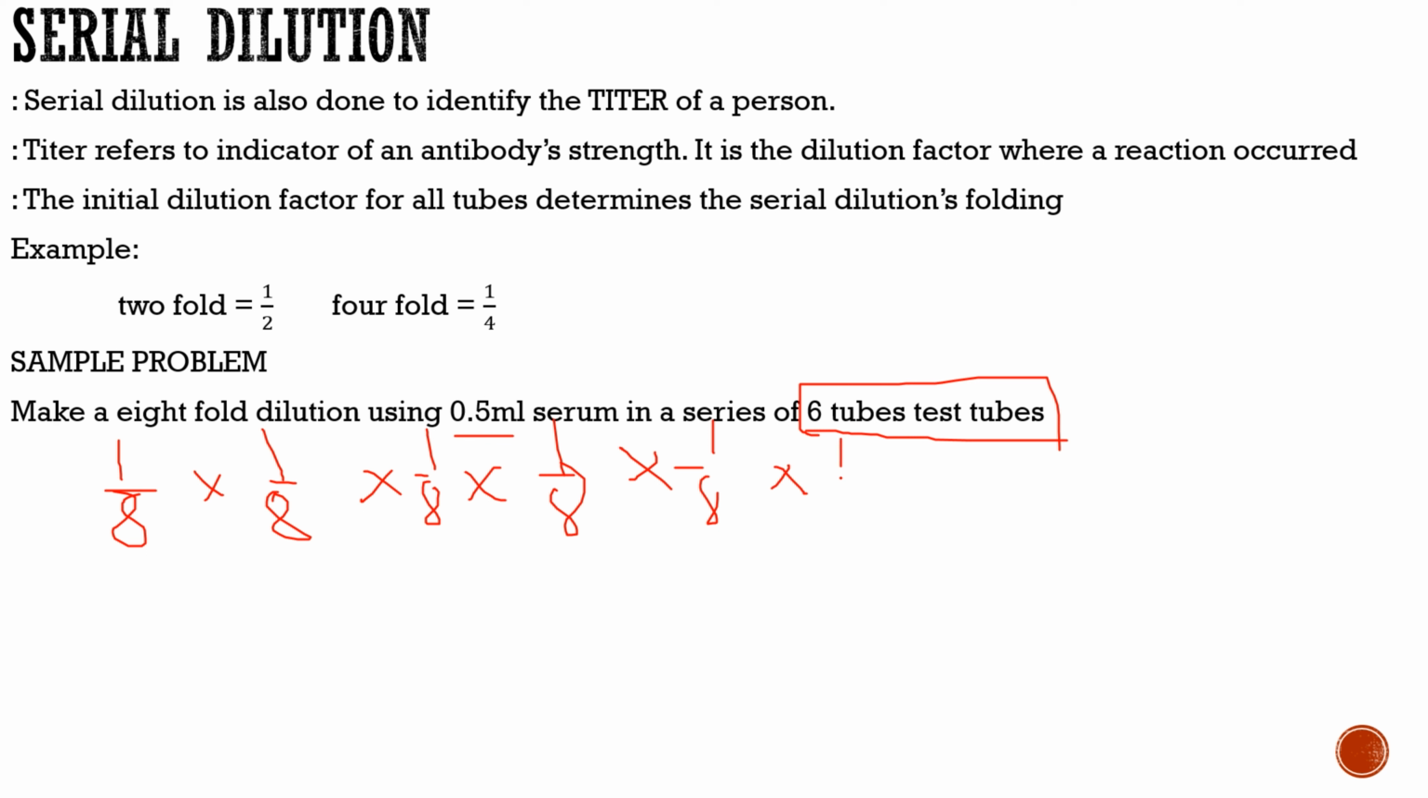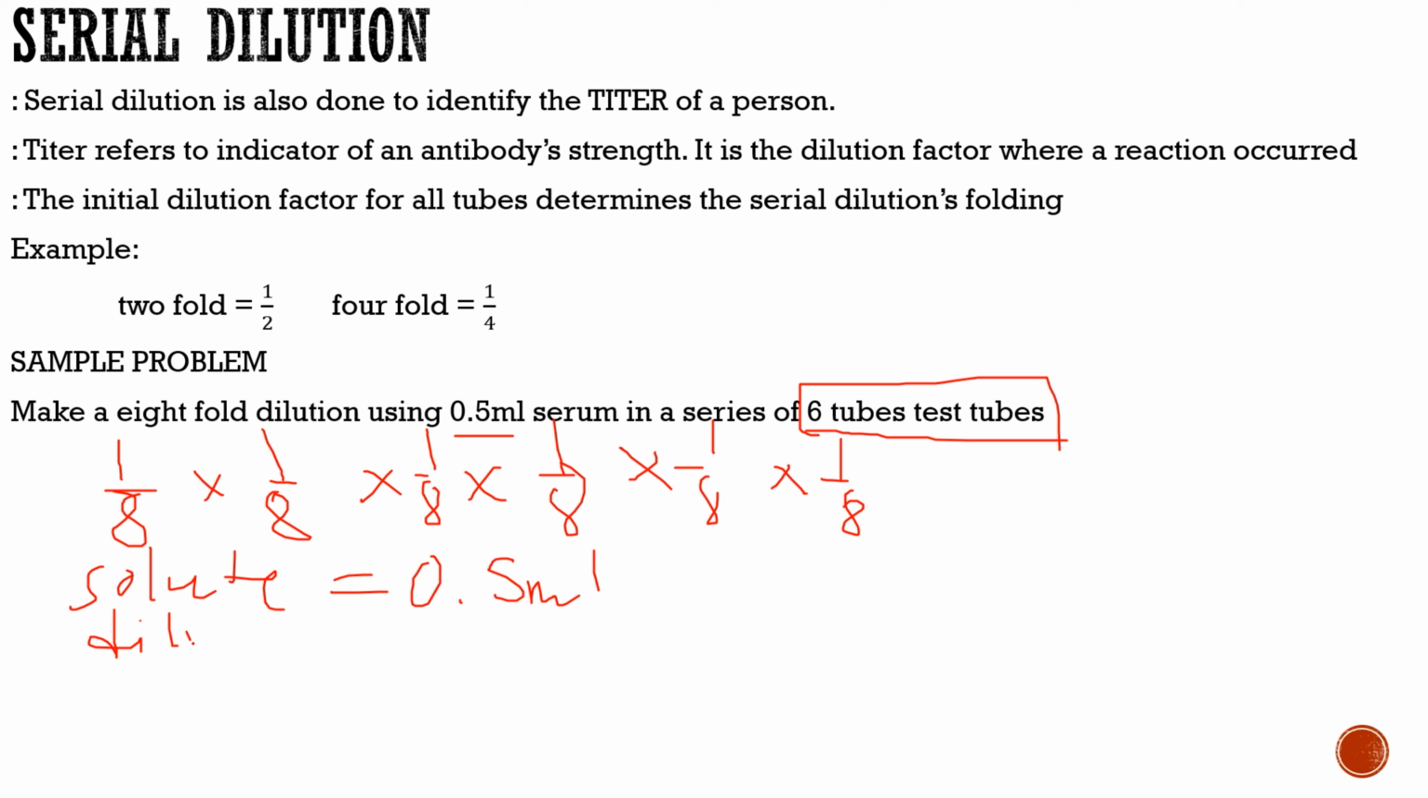Is to 8 times 1 is to 8. So, alam mo na yung initial dilution mo. Just apply now the formula. First, ang gagawin mo, identify ano yung solute mo. So, ang solute mo dito, in this case, is 0.5 ml.